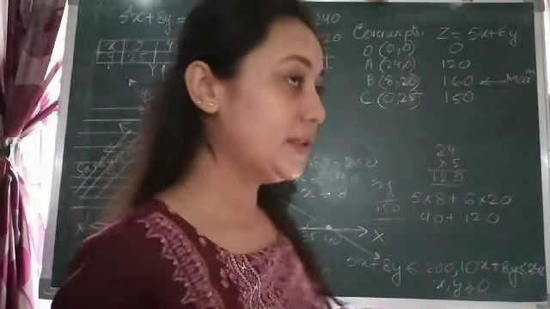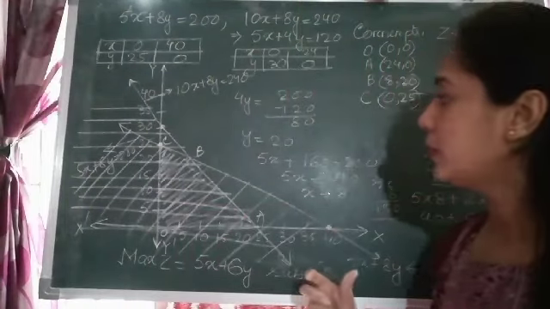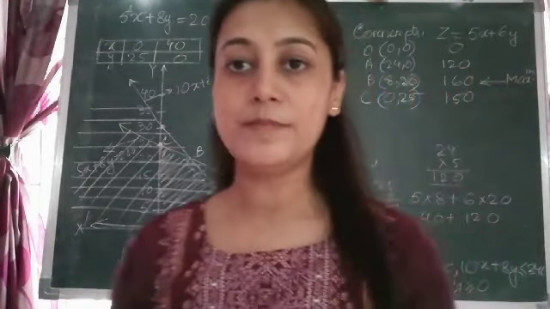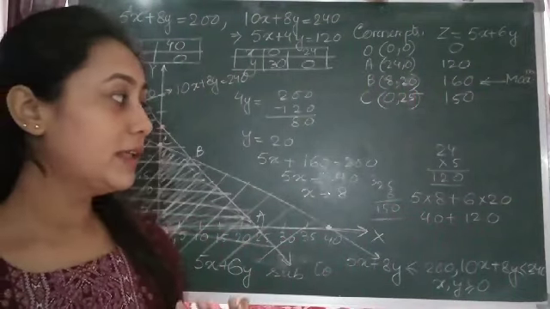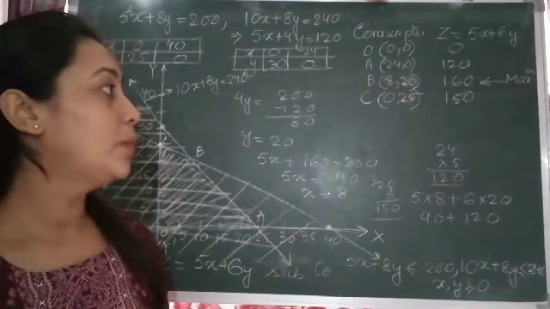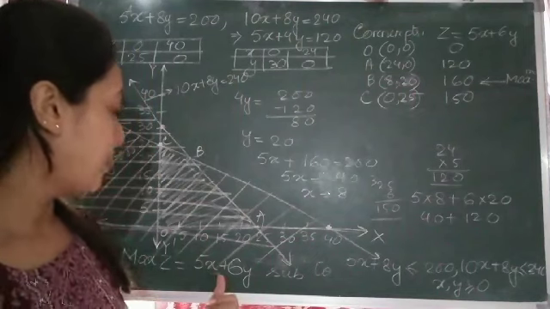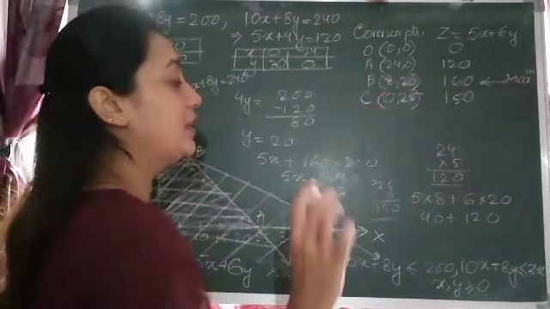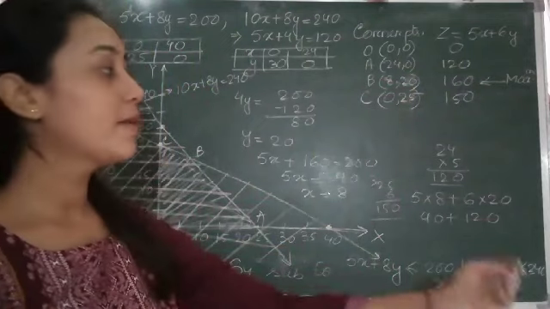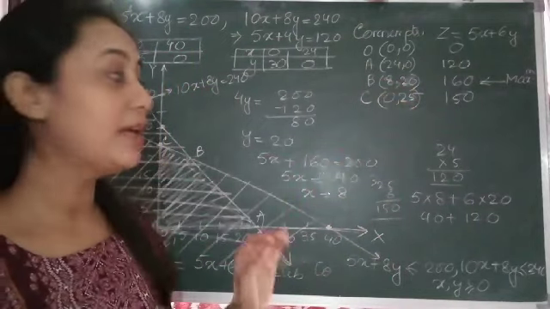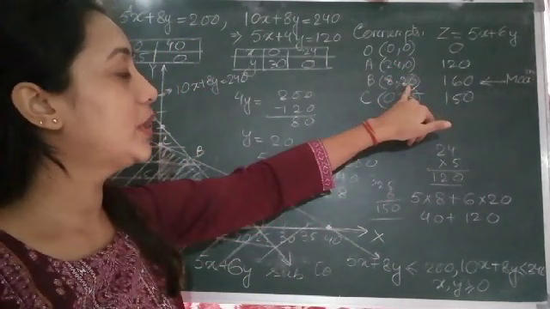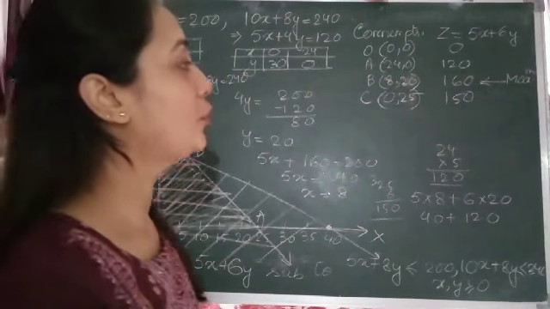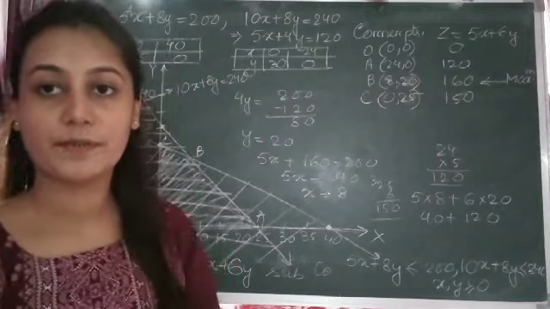And you are asked to find the number of items of each kind, that is souvenir A and souvenir B. How many in number, how much you will produce so that the profit is maximized. So you have to write the answer at the end as 8 souvenirs of type A and 20 souvenirs of type B have to be manufactured in order to maximize the profit.